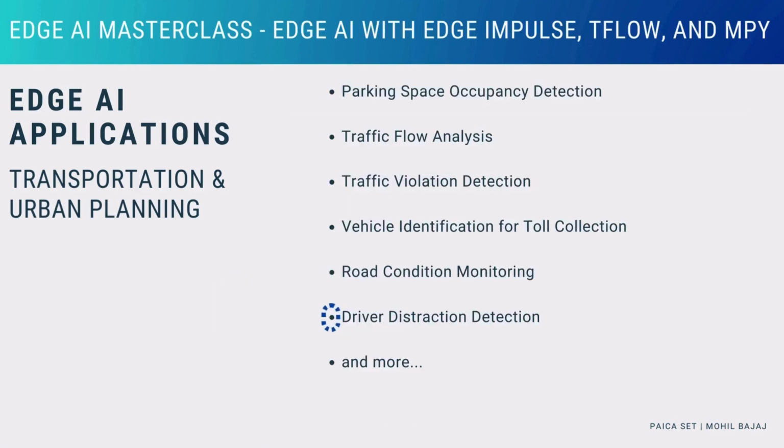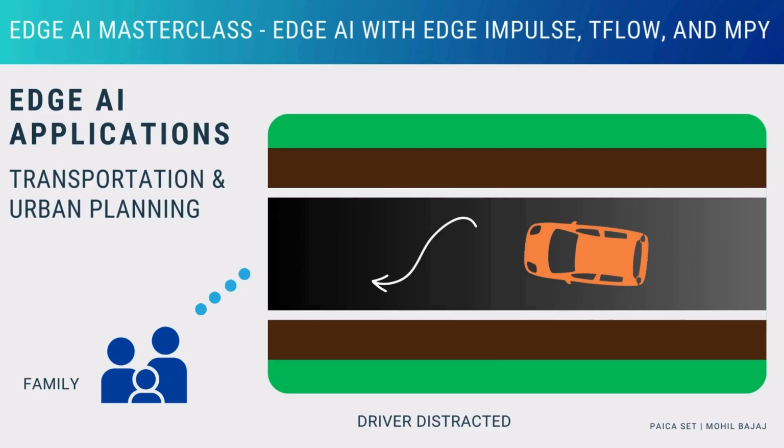Similarly, for driver distraction detection, the Edge AI-enabled camera can be pointed inwards towards the driver. If he or she yawns, is talking on the phone, or in general, distracted, a message can be sent to the driver's family member.